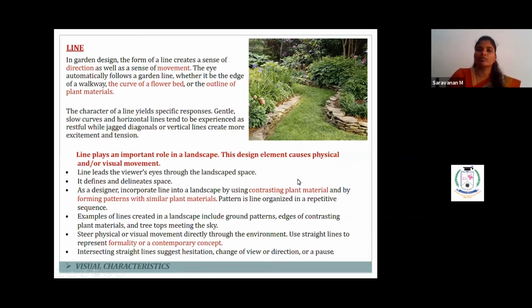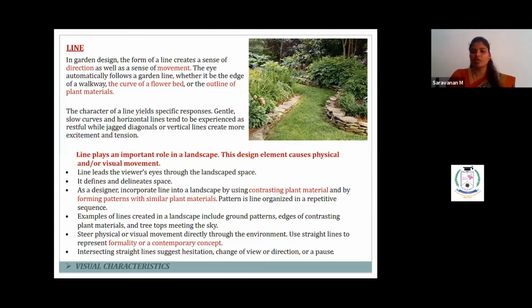So in a garden, the form of a line creates a sense of direction as well as a sense of movement. The eye automatically follows the garden line, whether it is the edge of a walkway, the curve of a flower bed, or the outline of the plant material. So this is what I'm trying to say, the edge of the walkway or the curve of the flower bed. When you walk into a garden, your eyes automatically go to that edge of the line. That is what it is. So line leads the viewer's eyes through the landscape space. It is defined and it delineates space. Exactly, it delineates space. That is the boundary or border or whatever.